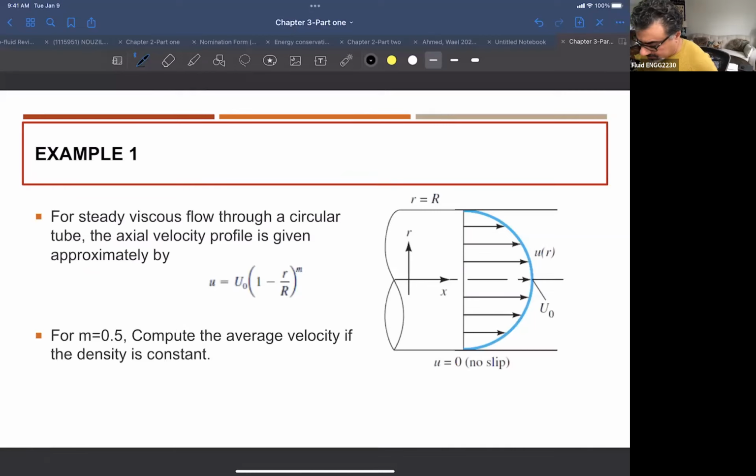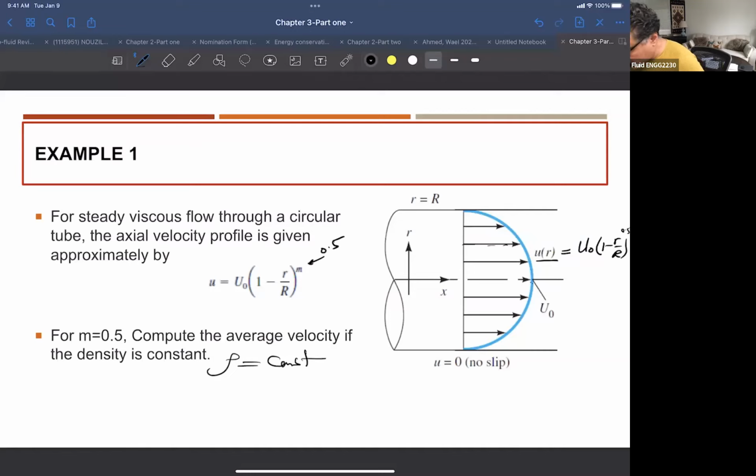Let's look at this example here. So I have a steady viscous flow through a circular tube. The axial velocity profile is given as follows. M here is 0.5. So it's giving you the equation here, that is the velocity at any r. This u(r) is u naught times (1 minus r over R) to the power 0.5. U naught here is your center velocity. It is asking to compute the average velocity if the density is constant. So density here is constant.